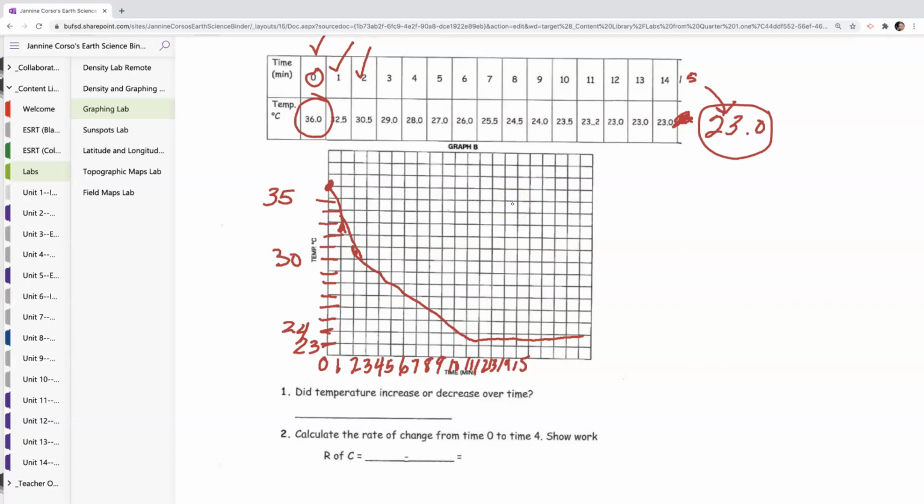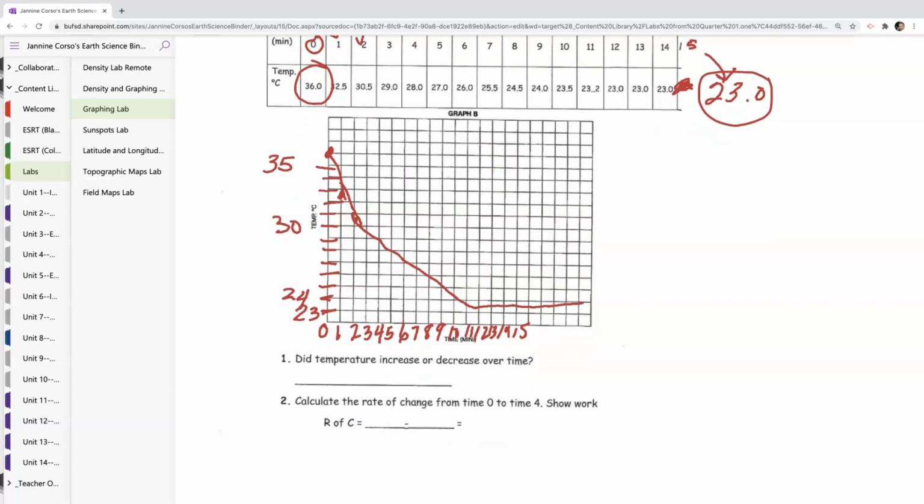Number 2, calculate the rate of change from the 0 to the 4th minute. So again, this is very simple. What you want to do is think about the fact that this is a rate of change problem. Your time always goes down below, so this is a total of 4 minutes. And you have to look at your temperature at the 0 minute and the 4th minute, which would be here. So you started at 36 degrees.